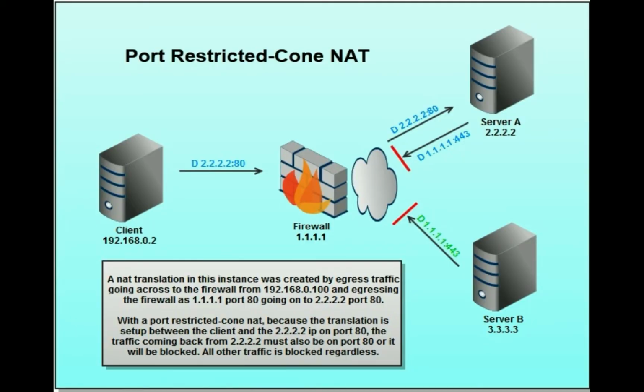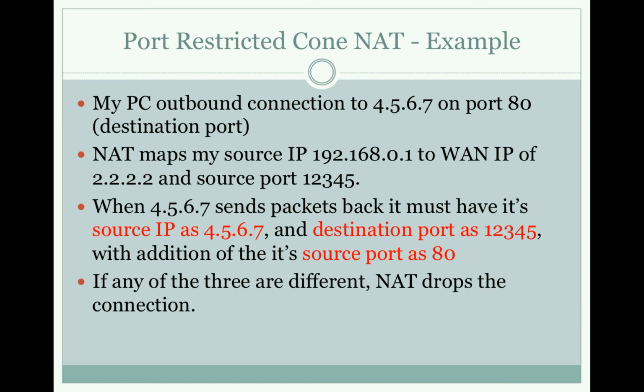Port-restricted cone NAT will also allow any previously reached address to use the NAT mapping, except the external host must be using the same source port as it originally used when it first reached the client. An example would be, let's say my PC makes an outbound connection to website 4.5.6.7 on port 80, which is the destination port. The NAT maps my local IP to the public IP of 2.2.2.2 and the source port of 12345. When the website sends packets back, it must have its source IP as 4.5.6.7 and its destination port as my port, which is 12345, with the addition of its source port as 80. If any of the 3 are different, then the NAT will drop the connection.